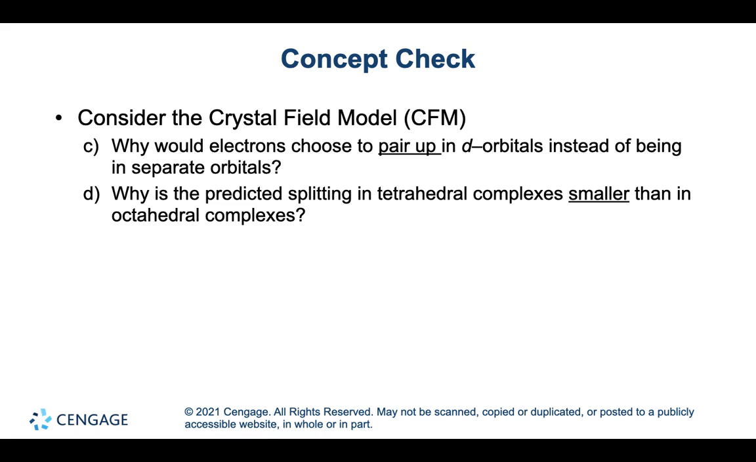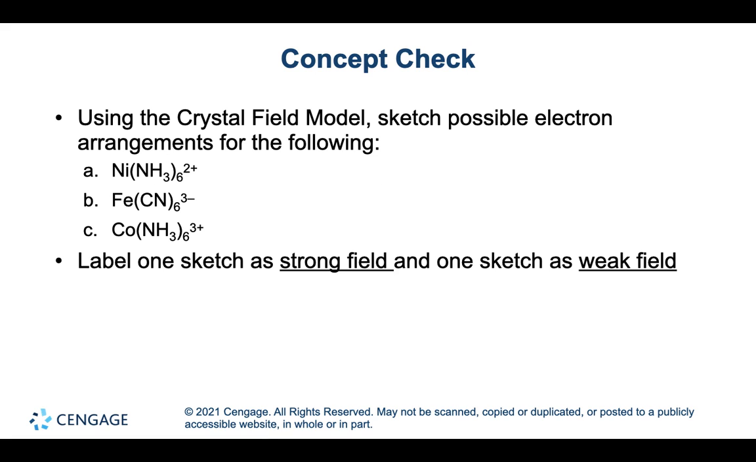If you have electrons choosing to pair up in the d orbitals instead of being in separate orbitals, that's because you have the strong field case. The predicted splitting in the tetrahedral complexes is smaller than in the octahedral complexes because you have less interaction. Nothing really lines up. The d orbitals don't really line up with the tetrahedral positions.